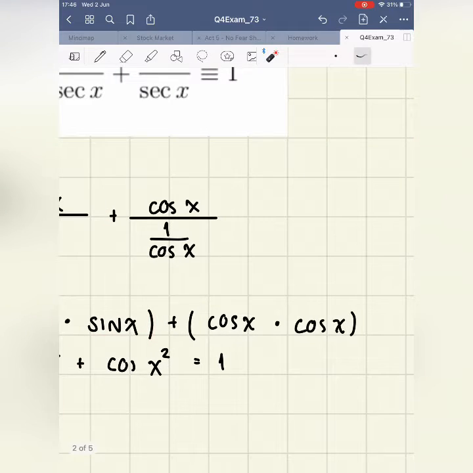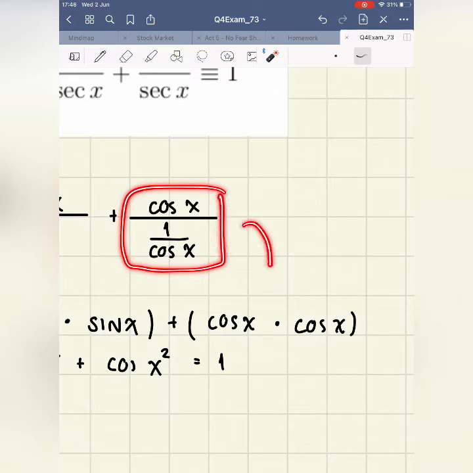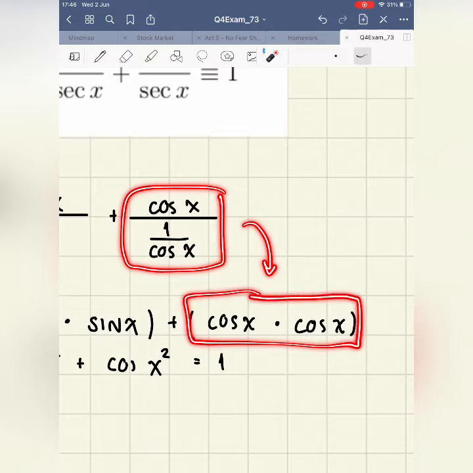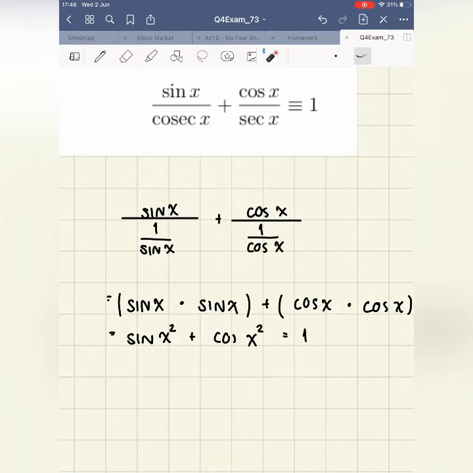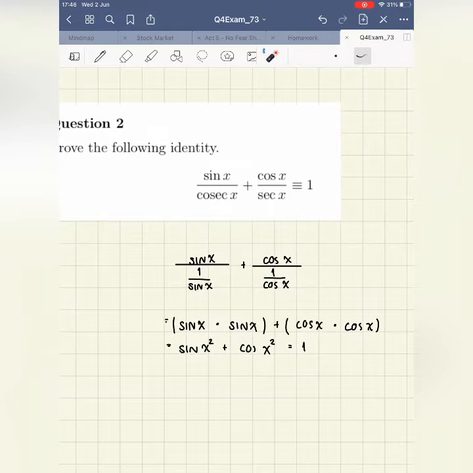And I will do the same here, and it will become cosine x times cosine x. Now sin x times sin x is equal to sin squared x, and cosine x times cosine x will equal cosine squared x. And there's a special rule that this particular identity is going to be equal to 1. So the answer is going to be equal to 1. So this is true.